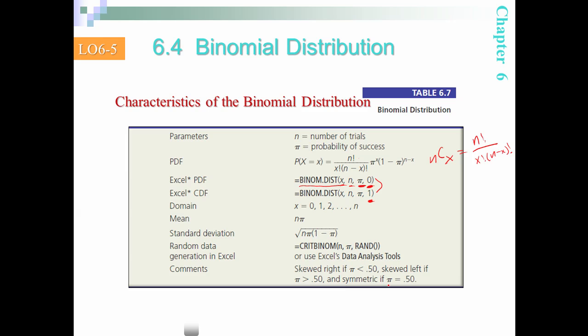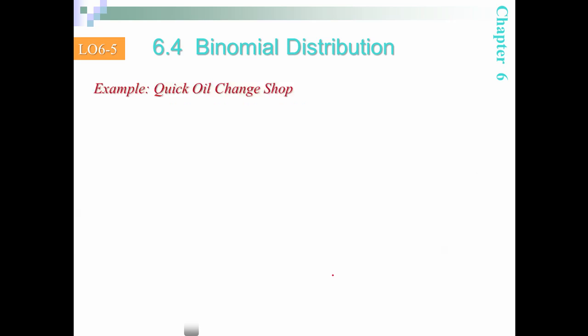But what happens if pi is equal to 0.5? You get a symmetric distribution, and if you have something different than 0.5, then you're going to have a skewed distribution, and the skew is going to be the opposite direction of what pi is. So if pi is less than 50%, you're going to have right skewed. If it's greater than 50%, you're going to have left skewed.